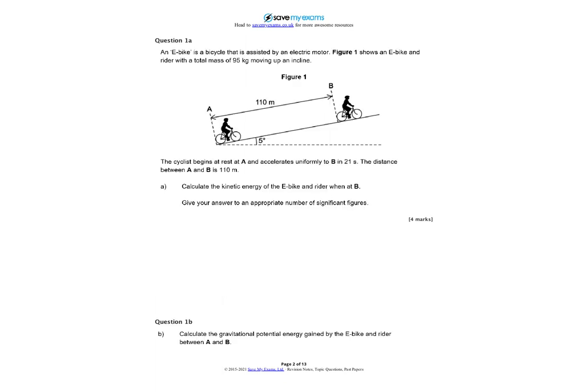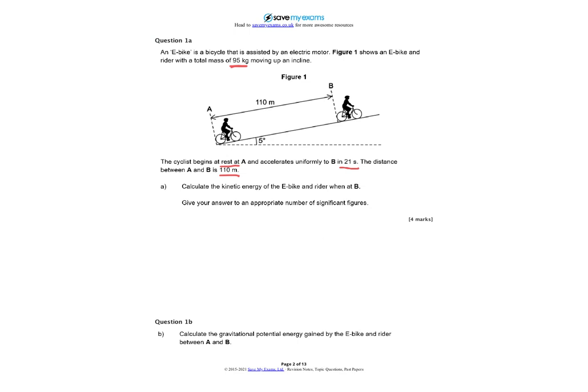Question 1, we are talking about an e-bike with an electric motor with a total mass of 95 kilograms moving up an incline. The cyclist begins at rest, so 0 meters per second, and accelerates uniformly in 21 seconds, and the distance is 110 meters. Calculate the kinetic energy of the e-bike and the rider at B.